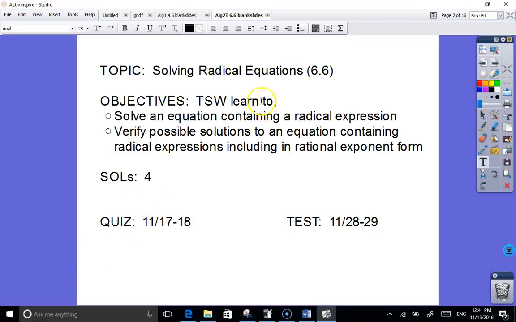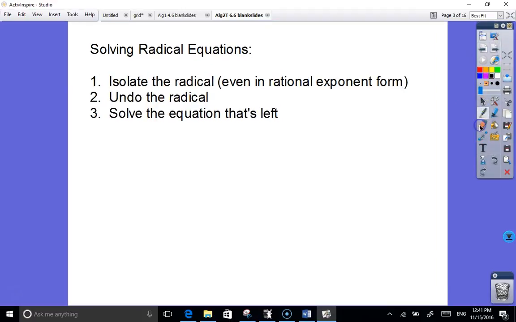The extra credit homework at the beginning of this unit, assigned after the test, you had to copy down the steps for how to solve radical equations. And this is more or less what it says. Number one, isolate the radical. And we know sometimes the radical is actually in rational exponent form. But whatever form it's in, isolate the radical.